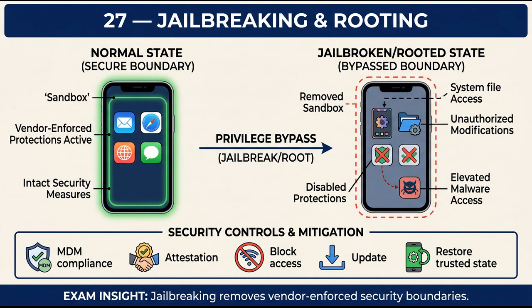A device can sometimes sideload without being jailbroken. Look for clues such as root access, removed sandbox restrictions, modified system files, or failed integrity checks. The mitigation is not merely deleting one app. The platform must return to a known, trusted state.